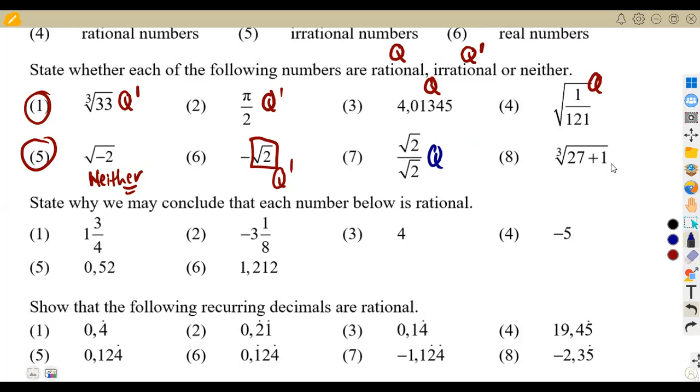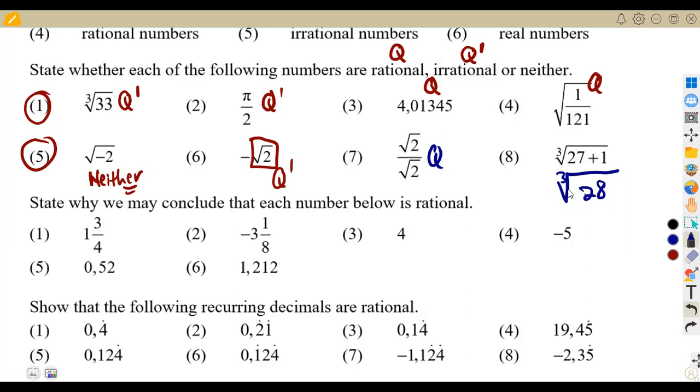The cube root of 27 plus 1. All right, if we add inside of the cube root, we are going to obtain 28. So it's the cube root of 28. Can we determine the cube root of 28? Yes, we can determine it on our calculator, but it's not a perfect cube.